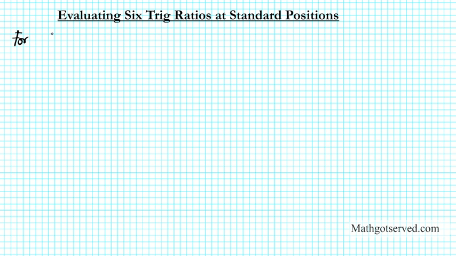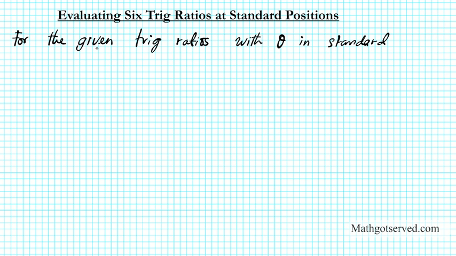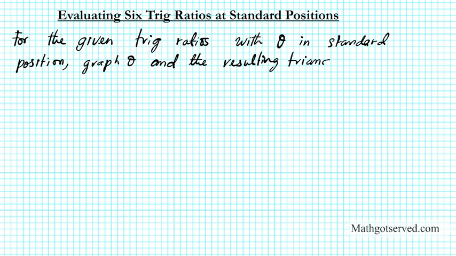For the given trig ratios, there are going to be two of them. The given trig ratios with theta in standard position, graph theta and the resulting triangle.